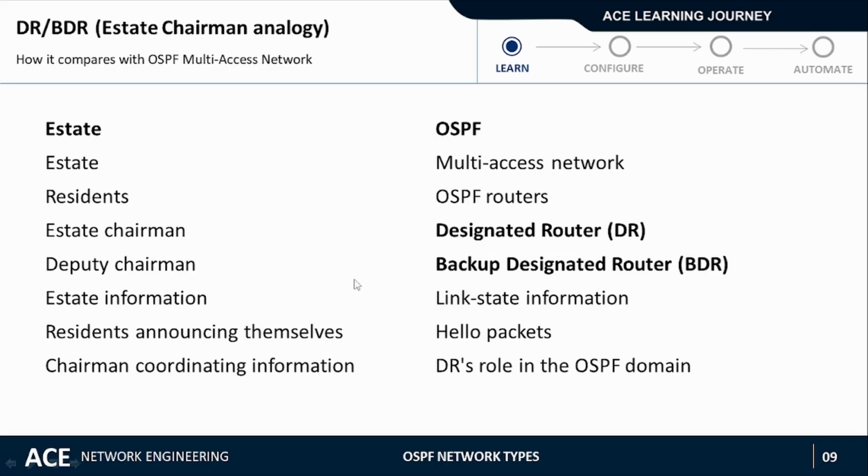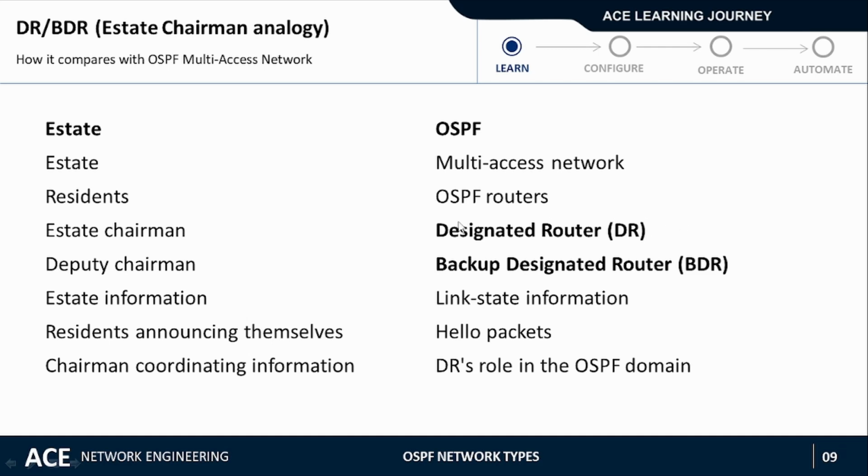The estate is our multi-access network, the network whereby we have OSPF routers forming OSPF relationships in one network segment, but we have several of them. And then the residents are like our OSPF routers. Then the estate chairman is like our designated router.